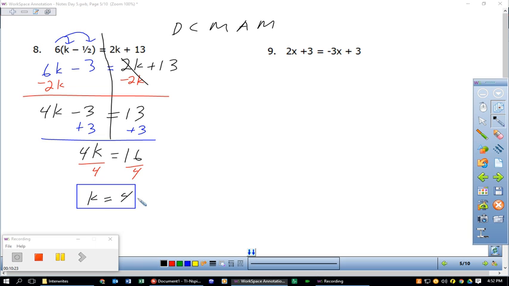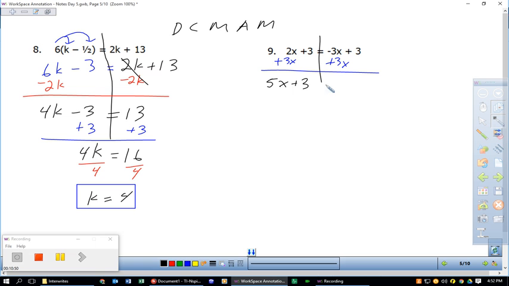Okay, number 9, distribute. No distributing, we can't do anything here because we don't have any parentheses to distribute. So, combine like terms. Those two can't go together. Those two can't either. So move variables. We'll add 3x to both sides. So that gives us 5x plus 3 equals 3.